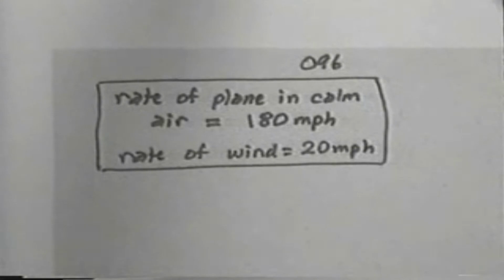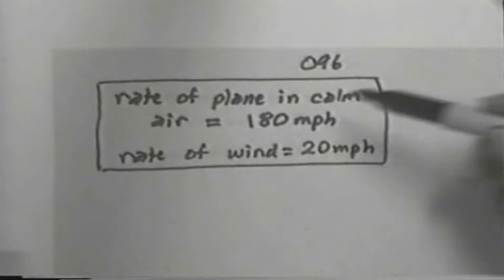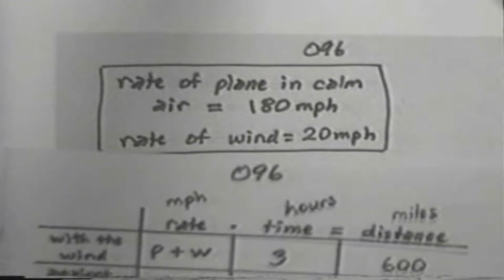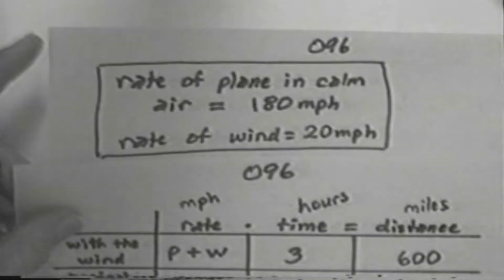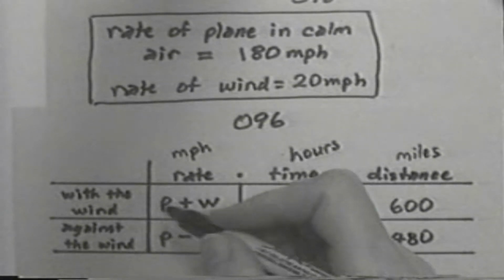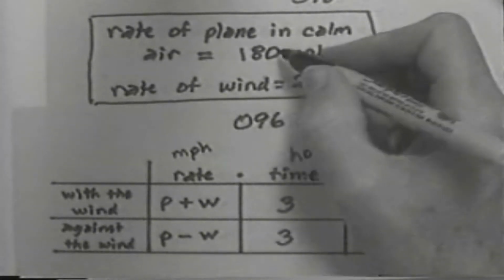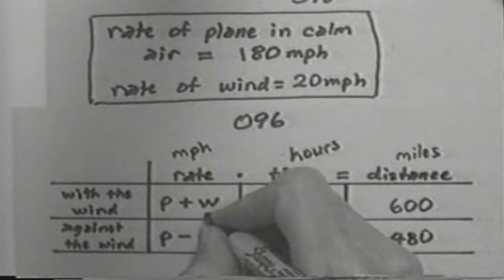Let's go back to the chart and see if that makes sense. We have the rate of the plane is 180, the rate of the wind is 20. If we put the rate of the plane as 180 plus the rate of the wind is 20, if we add 180 and 20, we get 200.